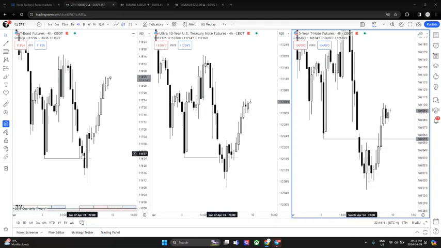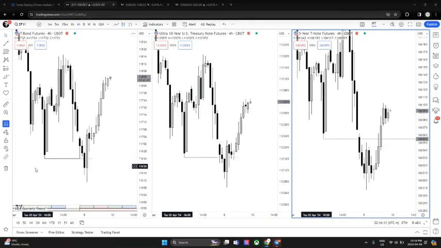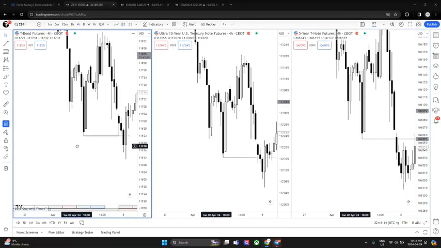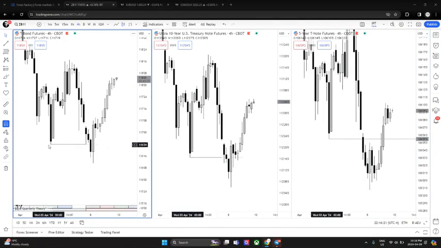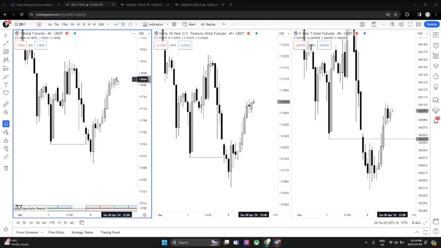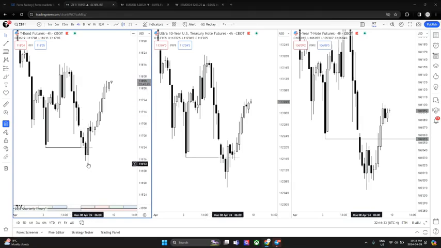right here? We can see the price took out this low, which was the low of the previous week. So price took this low out and expanded upwards. Our draw on liquidity was this high right here, which we have seen price trade below this low, expand, retrace, formed a fair value gap.